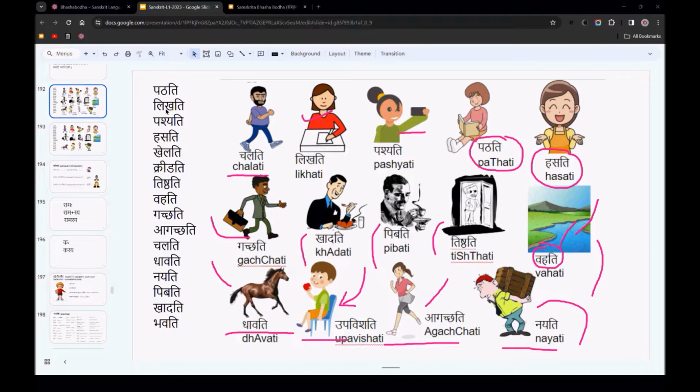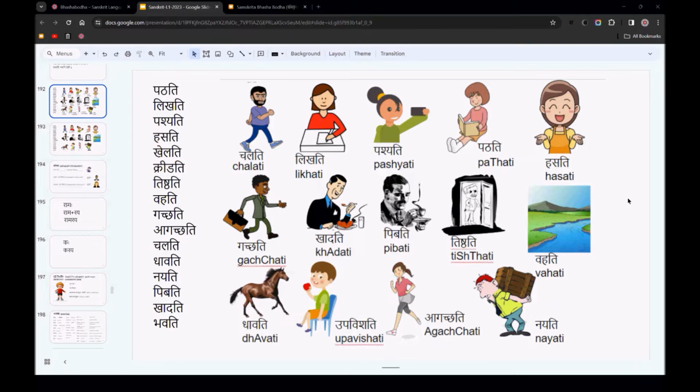Then these are some. Khelati. Khelati, was there in here? Khelati, Kridati means playing. Saha Khelati, Sa Khelati, Sa Tishtati. So these examples can be used here. Any question?